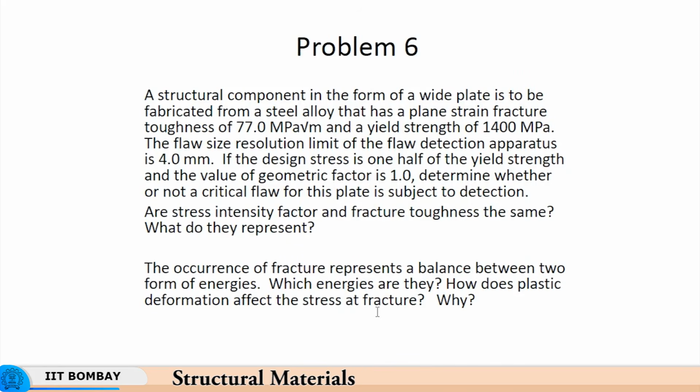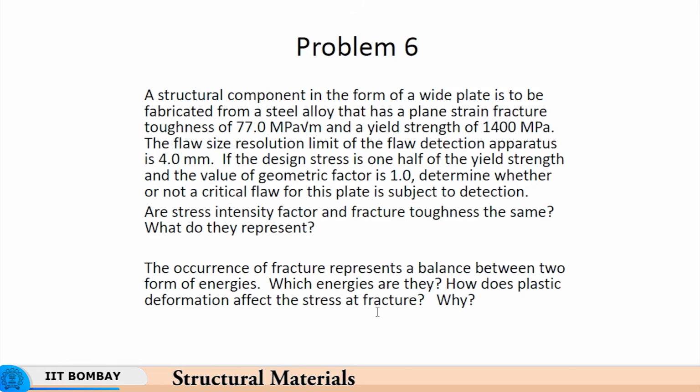A structural component in the form of a wide plate is to be fabricated from steel alloy that has plane strain fracture toughness of 77 MPa root meter and yield strength of 1400 MPa. The flaw size resolution limit of the flaw detection apparatus is 4 millimeters. So the device which you have used to inspect the structure can detect a flaw which is 4 millimeters and no less. I mean, if the flaw is less than 4 millimeters, it will go undetected. So that is a risk that you are taking, right? So anything bigger than 4 millimeters is detectable by the flaw detection apparatus, and anything less than 4 millimeters will go undetected or will be seen as absent, right?